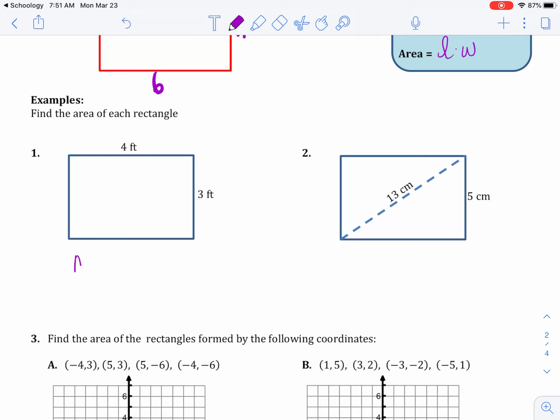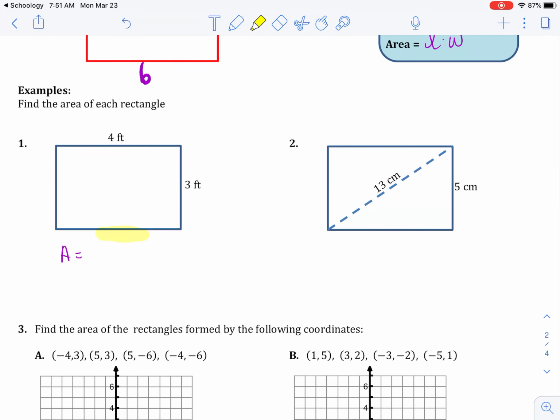All right, so 2 examples of area of a rectangle here. We have area equals, I need the base and the height, so you should be asking yourself, was I given the base? It's blank, but remember rectangle opposite sides are congruent, so yes I was, and I was given the height also. 4 times 3. Area is equal to 12, and then once again, don't forget your units, feet squared.